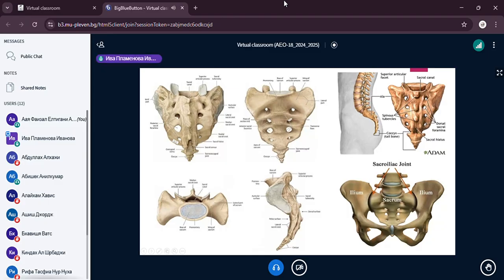You can see here, this should be the spinous processes which are fused and form the crista sacralis mediana. Hiatus sacralis you can see here, which is the opening of the sacral canal. Superior articular facet, which are for the L5. And the dorsal sacral foramina. From the posterior.